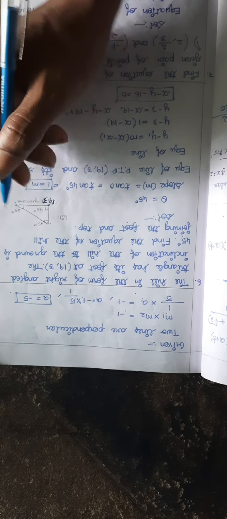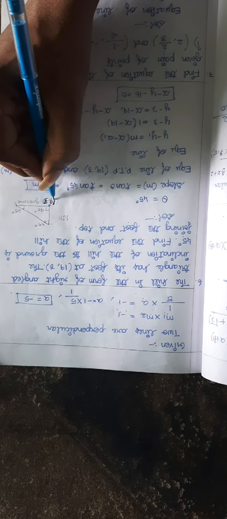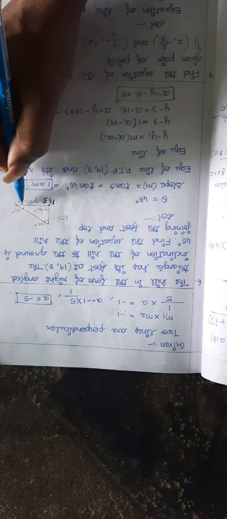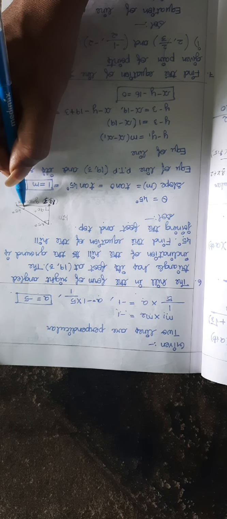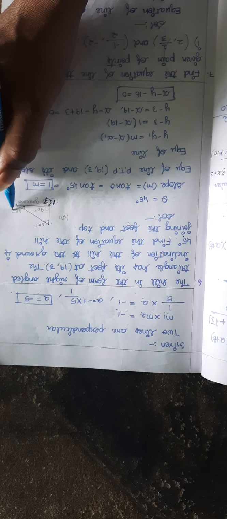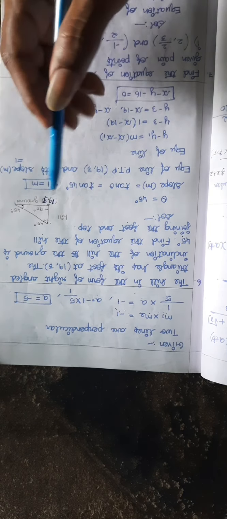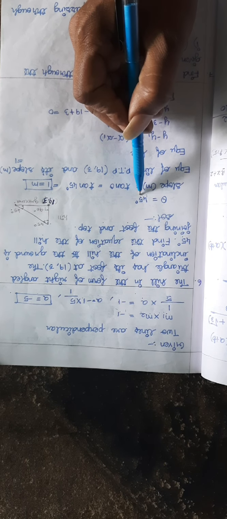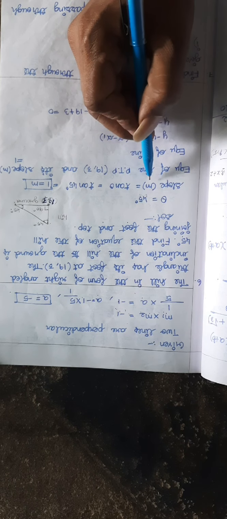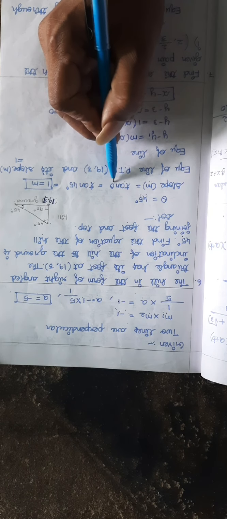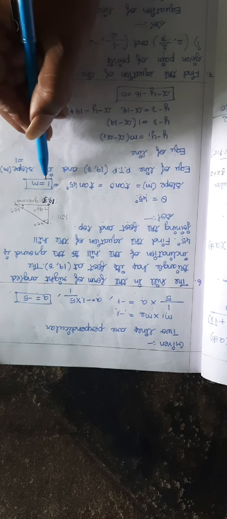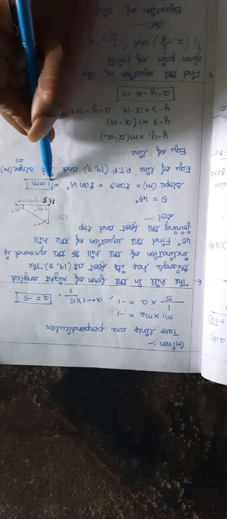Here what are they given? Passing through the point 19, 3, and the slope is not given; they have given the angle of inclination, theta is equal to 45. So first you want to find the slope. The slope formula is m is equal to tan theta. Here theta is 45, so tan 45. The value of tan 45 is equal to 1. So we get m is equal to 1.